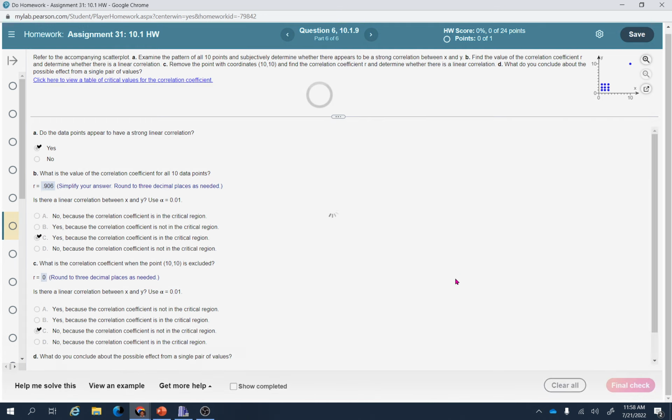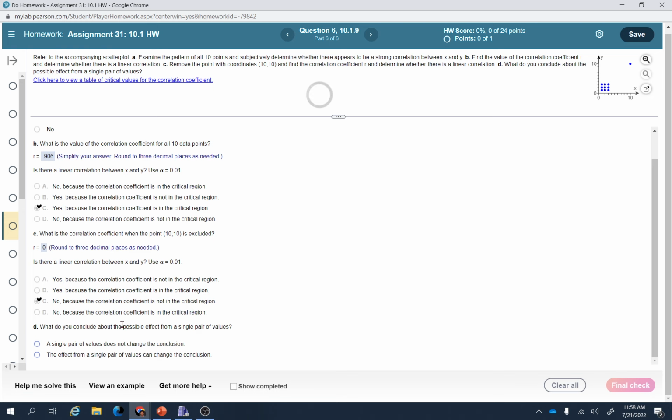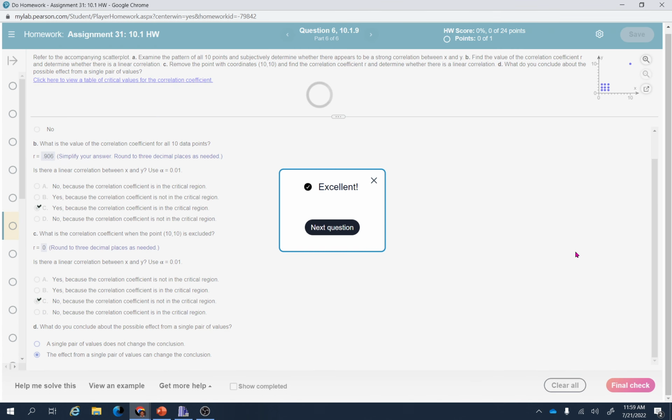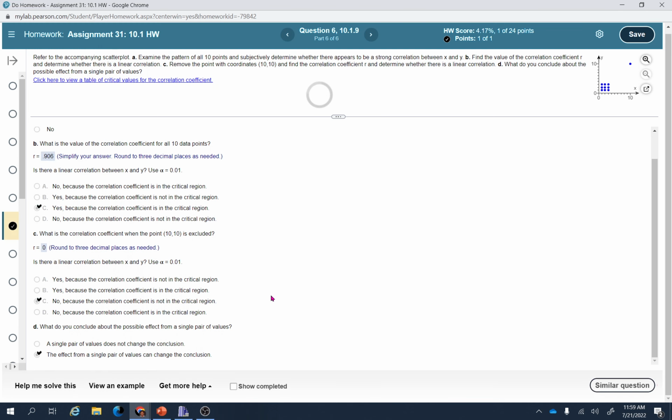Okay, if you continue, what do you conclude about the possible effect from a single pair of values? Because of this one point, it went from linearly correlated to not linearly correlated. A single pair of values does not change the conclusion? No, that's not the case. Whatever happened above, the effect from a single pair of values can change the conclusion. Yes, that's the option. So we're done with this problem, and that's how we can use this calculator for this section.